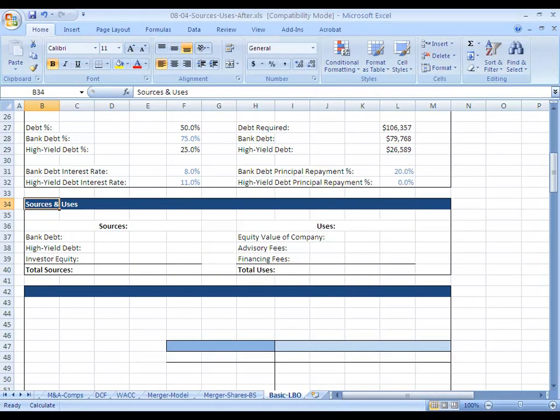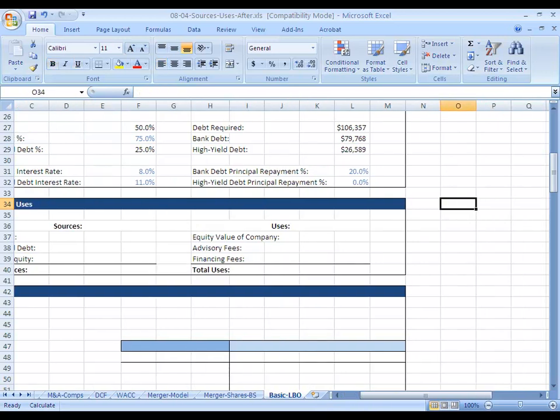In this lesson, we're going to move into the next step of our LBO model here, which is to create a sources and uses schedule. Now, the basic idea behind a sources and uses schedule is to show where the money is coming from and then where the money is going to.